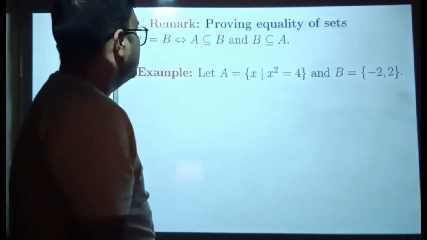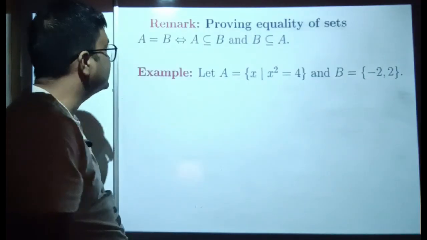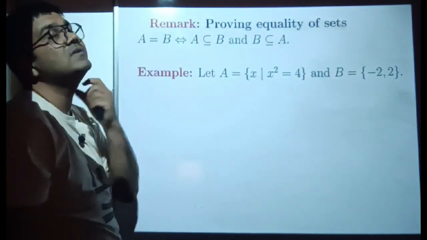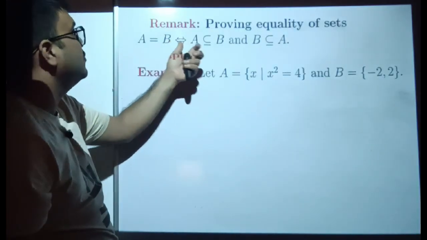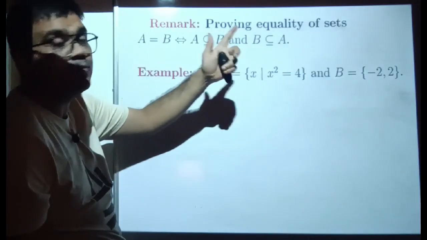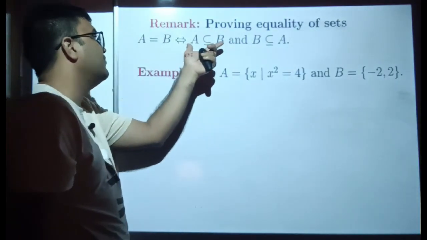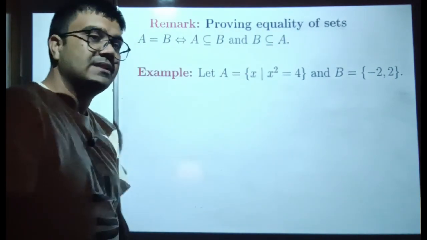Next we are talking about proving equality of sets. Suppose two sets A and B are given to us and we want to prove that those two sets are equal, what do we have to do? We are going to prove that A is a subset of B. This is the method for proving that two sets are equal. We have to prove that A is a subset of B and B is a subset of A. This is the standard method we will have.